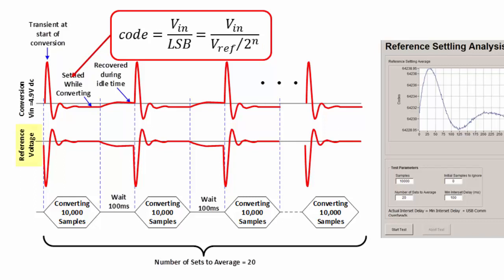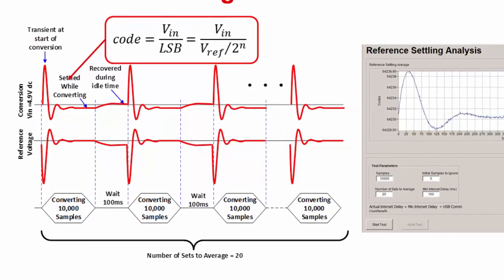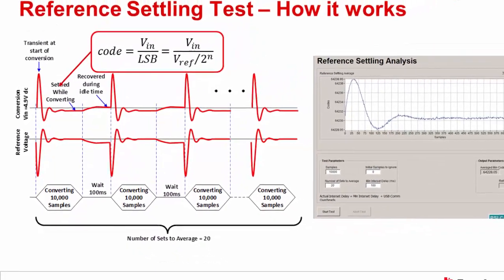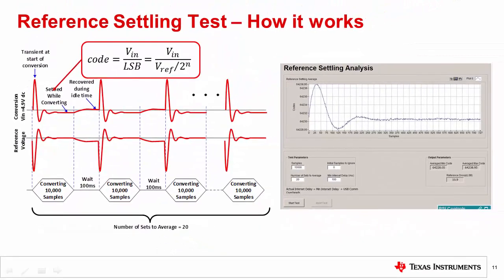In this figure, you can see the reference voltage and conversion result. Notice that the conversion result will be the inversion of the reference voltage because a conversion result is calculated by dividing the reference voltage over 2 to the n power. We will measure reference settling by just looking at the conversion results.